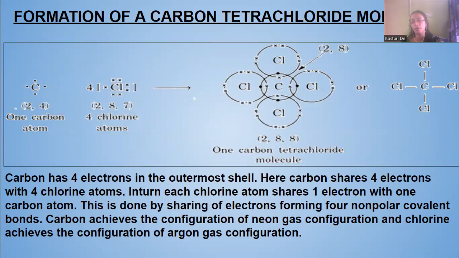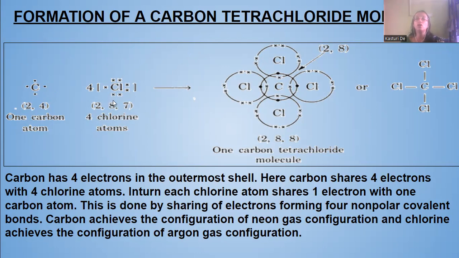Now we come to the carbon tetrachloride molecule. Here, carbon has 4 electrons in its outermost shell. Its valency is 4. Chlorine has 7 electrons in its outermost shell. So chlorine requires 1 electron, and carbon requires 4 electrons to form an octet, to form a stable electronic configuration. So what happens? From 4 chlorine atoms, 1 carbon atom shares 1 electron each.